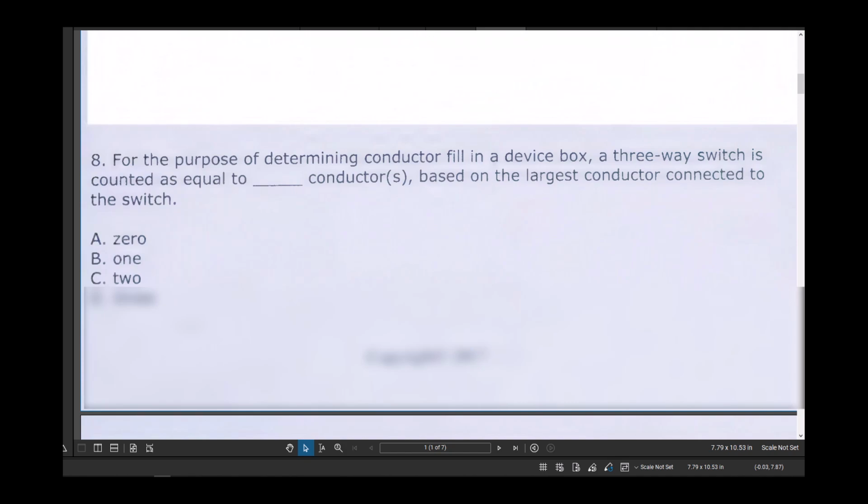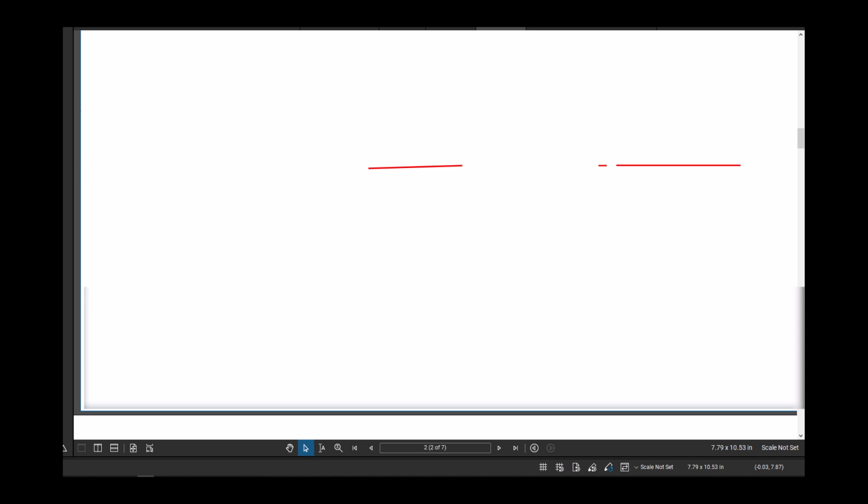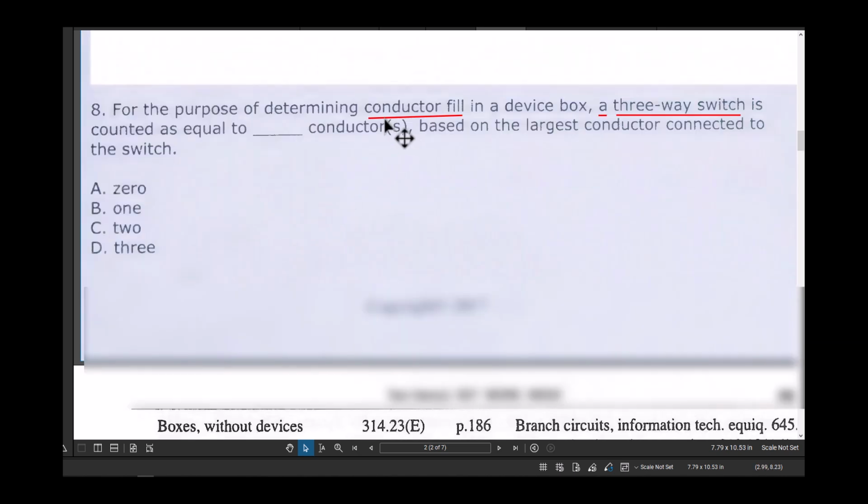If we highlight the keywords here, conductor fill is one of the keywords, and the other one we're looking for is any switch, but we're looking for one single switch or one single three-way switch, whatever we try to find in the article. If I highlight what we said here, we're looking for conductor fill as a single three-way switch or any switch.